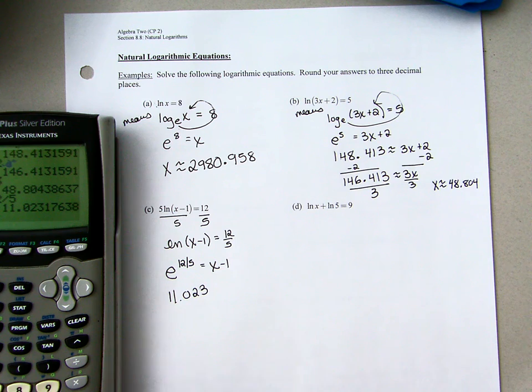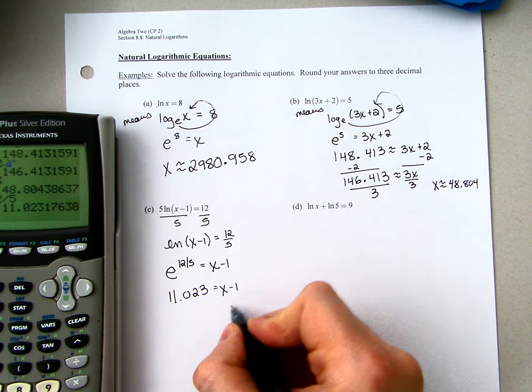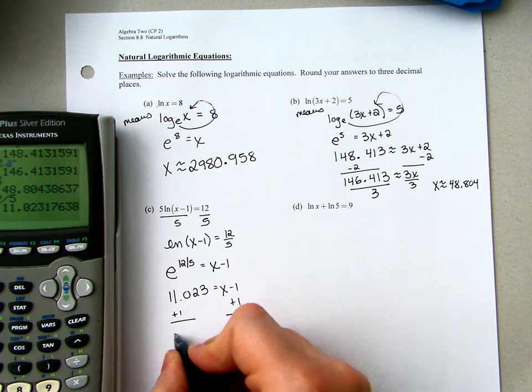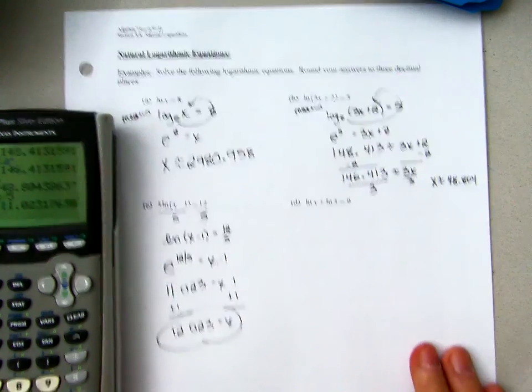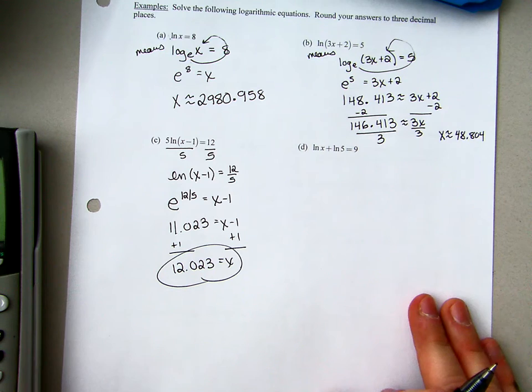What? Apparently. 12.023, I believe, for letter C. Maybe?